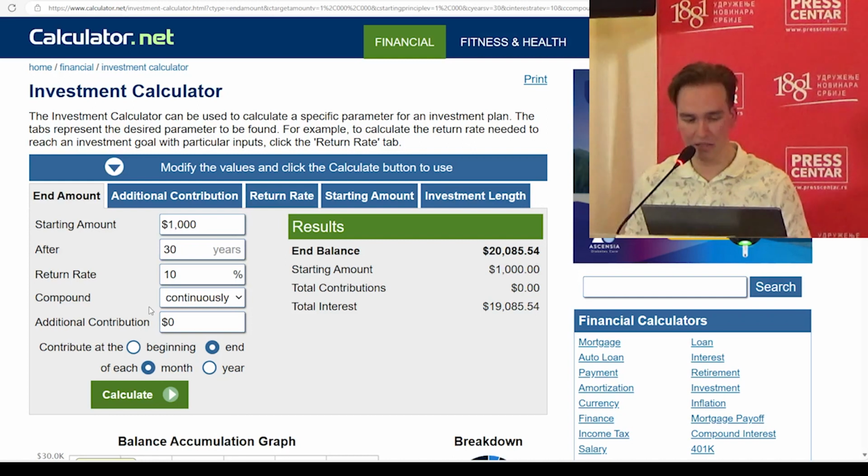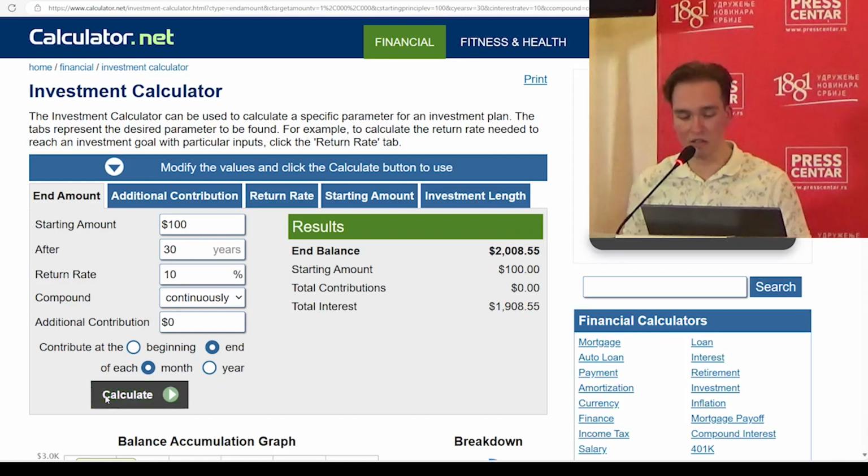The more important thing I want you to think about is, if there is a vehicle that gives you 10% year over year, and we're going to discuss that later, is it gonna be worth it for you today to spend 100 euros on something if you know that that's gonna be 2,000 euros in 30 years? Now 30 years is a long time, but maybe it's worth it, maybe it's not.